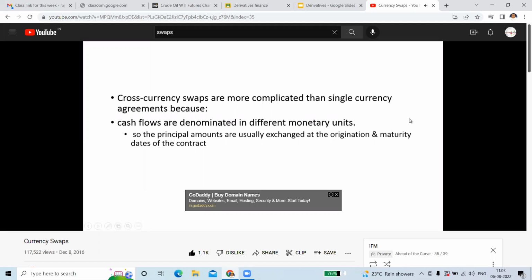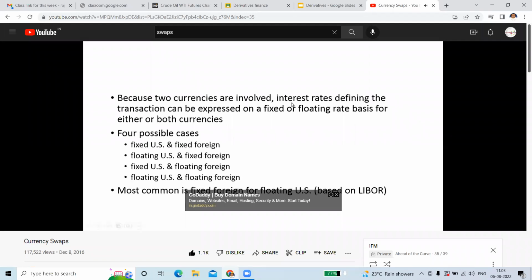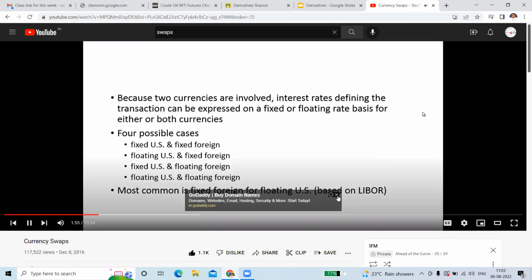Now, currency swaps are more complicated than single currency agreements because cash flows are denominated in different monetary units. Therefore, the principal amounts are usually exchanged at the origin and at the maturity dates of the contract. Because 2 currencies are involved, interest rates defining the transaction can be expressed on a fixed or floating rate basis for either or both currencies. So there are 4 possible cases.